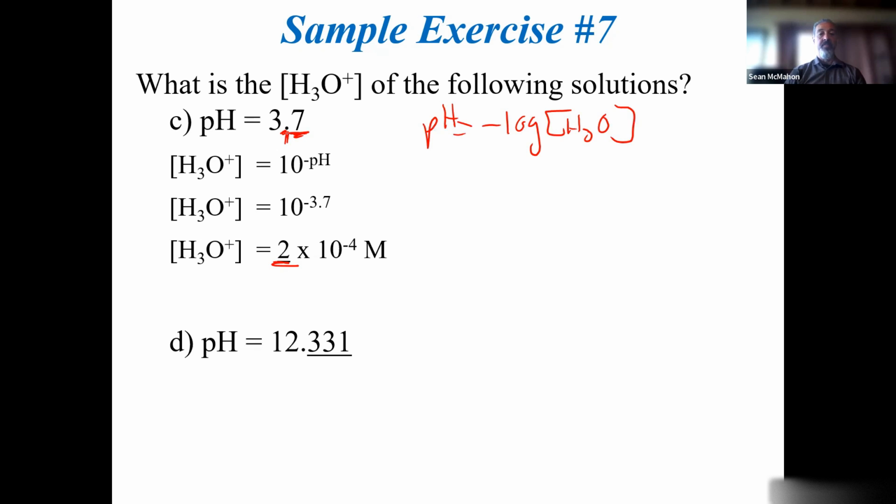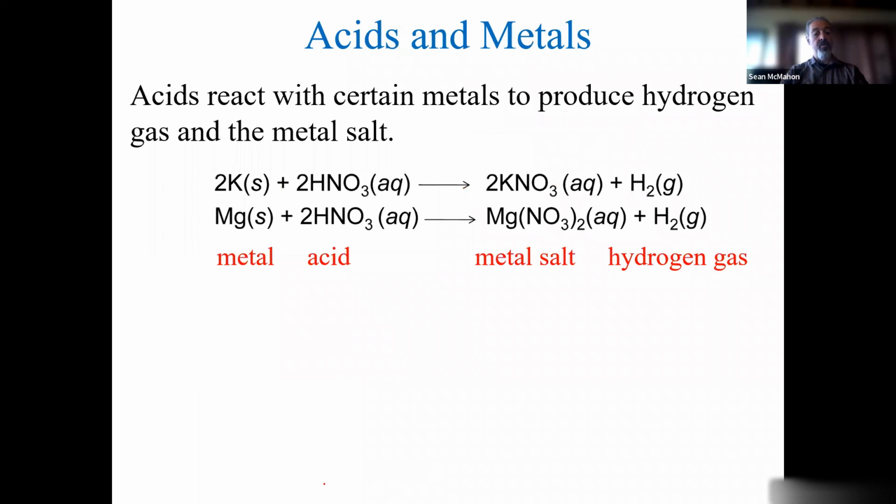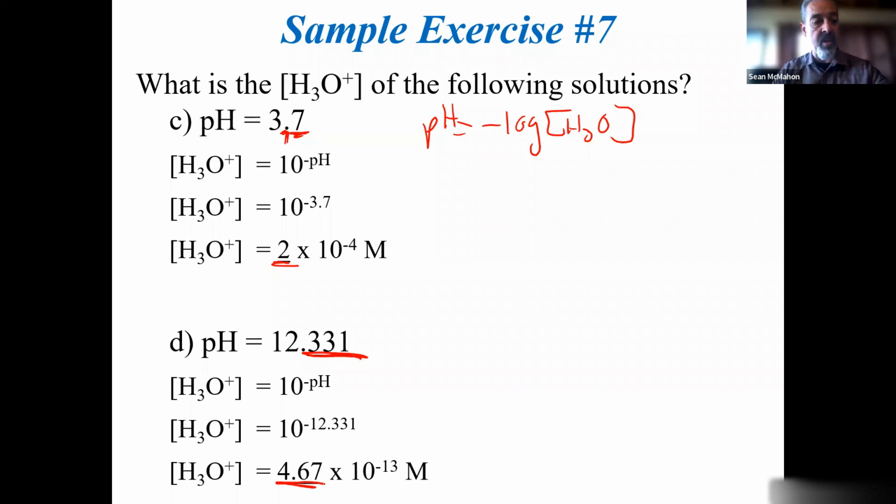Well, what about if it's a pH of 12.331? Same thing, inverse log, plug that in. The reason why there's 3 sig figs is there's 3 sig figs after the decimal, so there's 3 sig figs for the concentration. So that's kind of the calculations for pH and hydronium and hydroxide concentrations to compare them to see whether it's acidic or basic, but it's a lot easier to just figure out the pH.